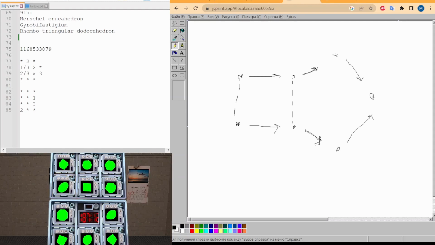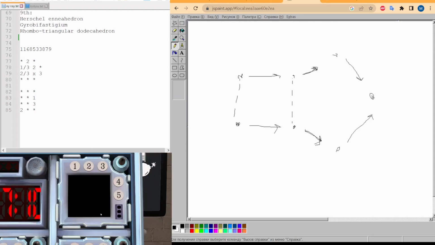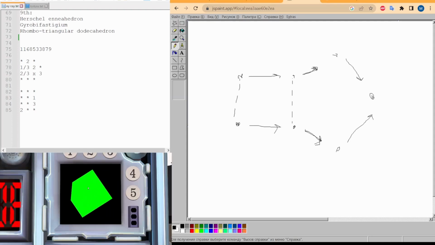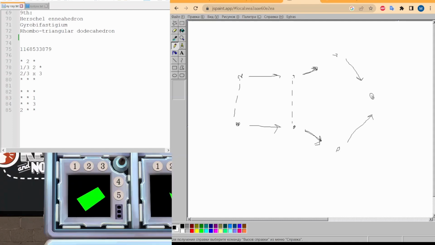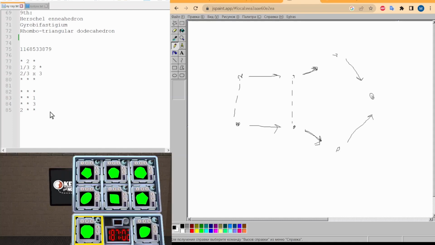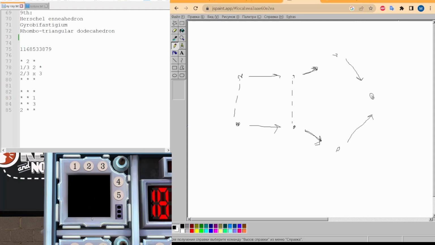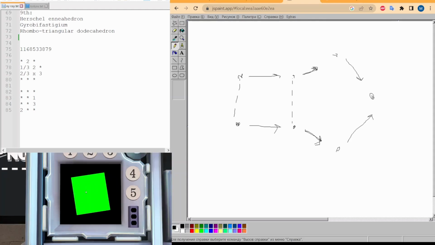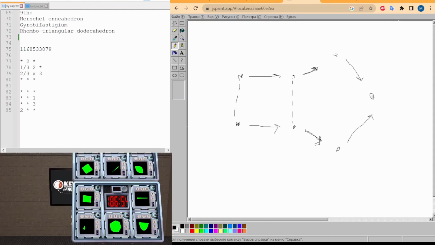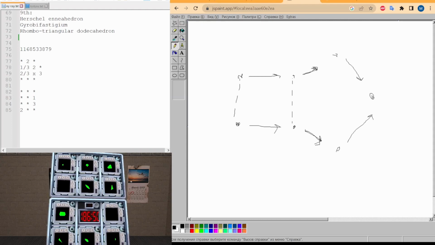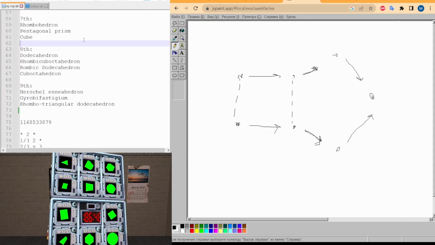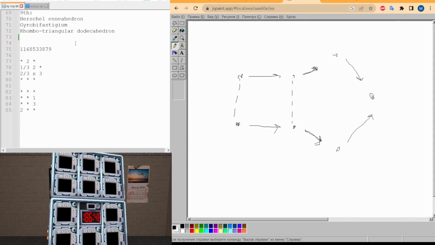What else? We have a cube here. Yeah, like that. This is quite an obvious one. We have a cube here, an obvious one. And we have a cube here. This is pentagonal prism. This is another obvious cube. So, and let's now take a look at Rhombohedron.